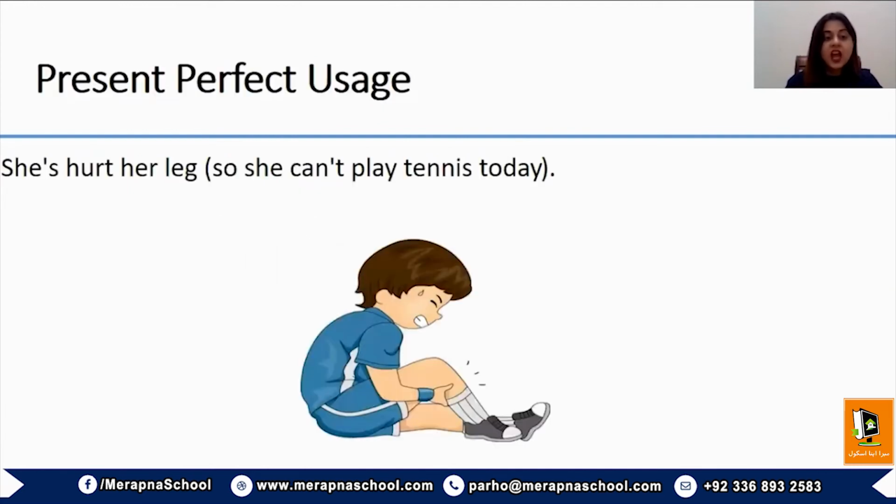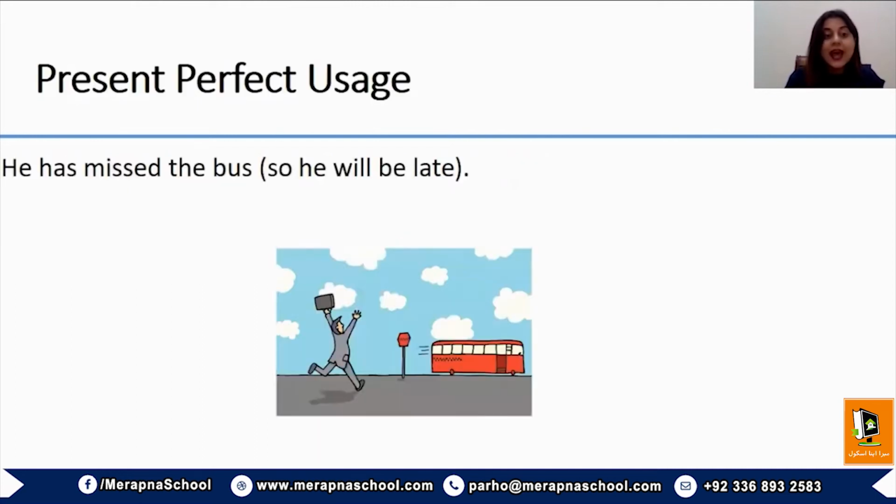Another example could be, she has hurt her leg. Now, this action has been completed a few minutes ago. In the recent past, it has been completed, but the result is still evident. So, she can't play tennis today because she has just broken her leg. He has missed the bus. So he has just missed the bus, so probably he'll be late because he has missed it.